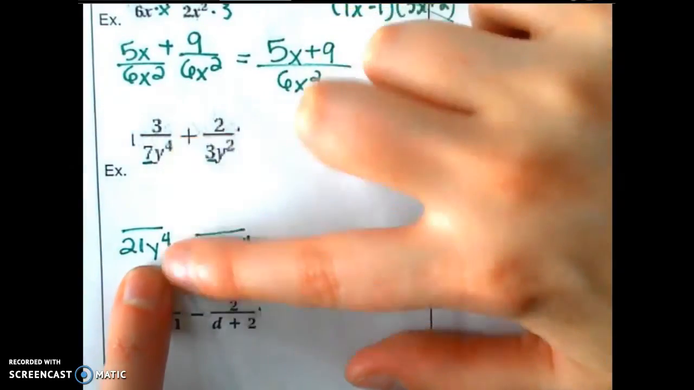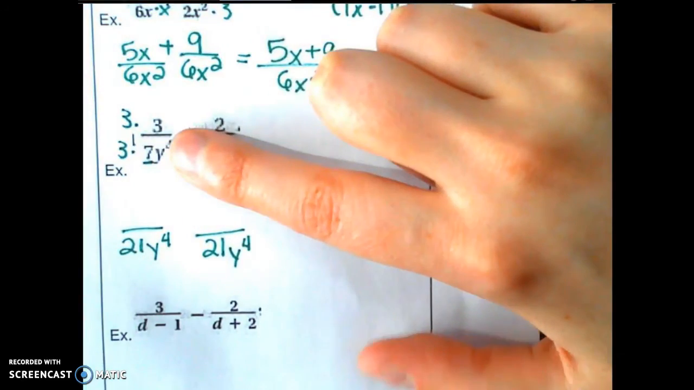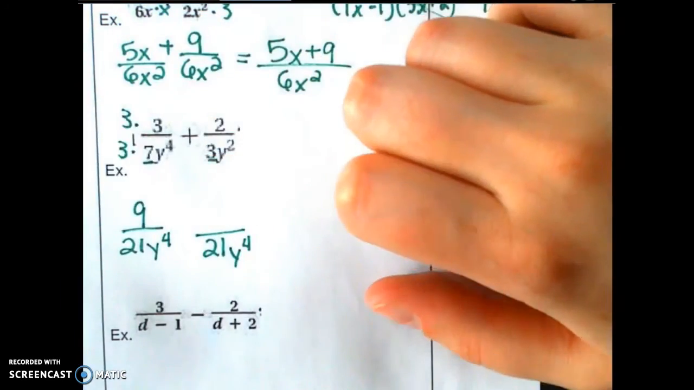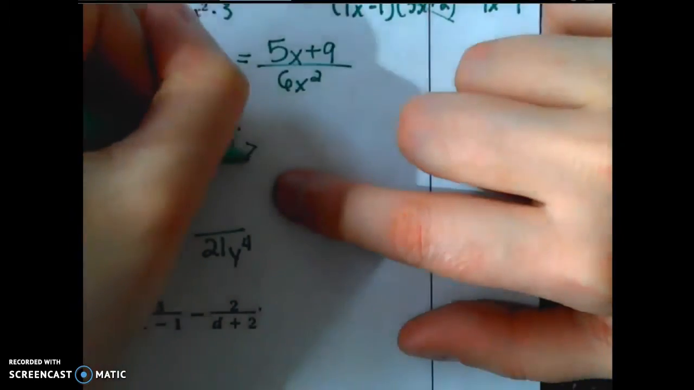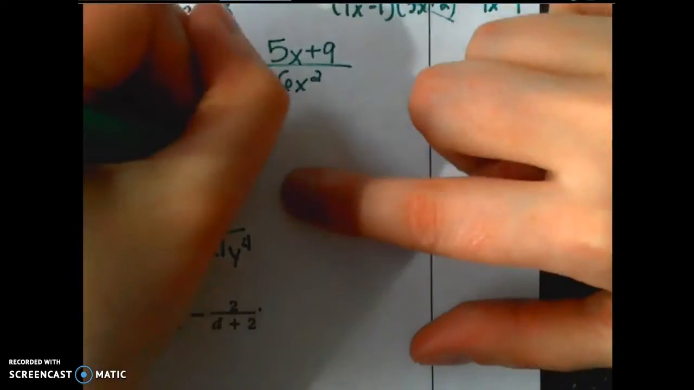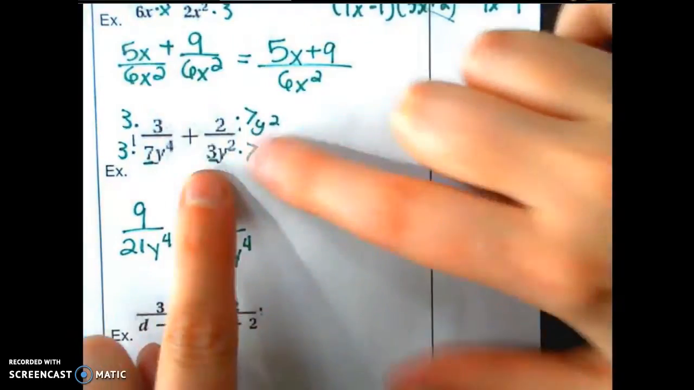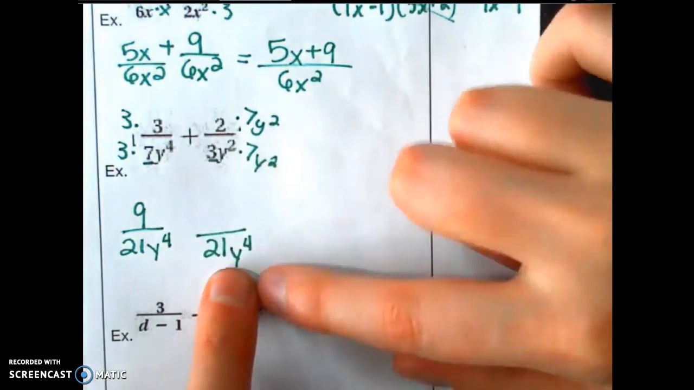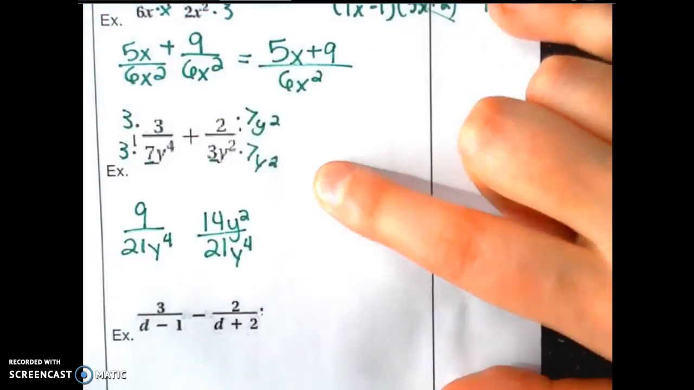This one is almost the same except for the 7. So this one we just have to multiply by 3. Okay, that would give me 9 over 21y to the 4th. Now this one we have to multiply by 7 and y squared to get y to the 4th. Okay, so 7 to get 21, y squared times y squared to get y to the 4th. Now doing that out would give me 14y squared.